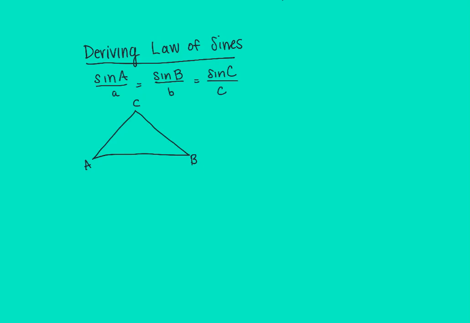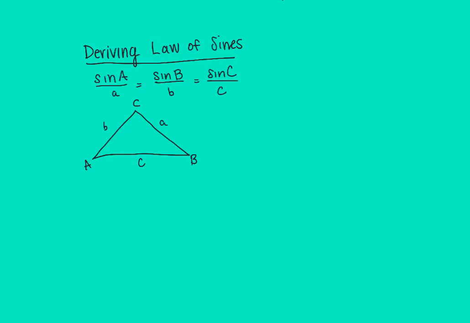So across from angle A is side A, across from angle B is side B, and across from angle C is side C. So in order to derive this formula, we're going to have to use right triangles and use SOHCAHTOA to come up with this formula.